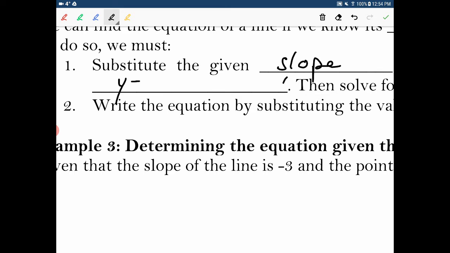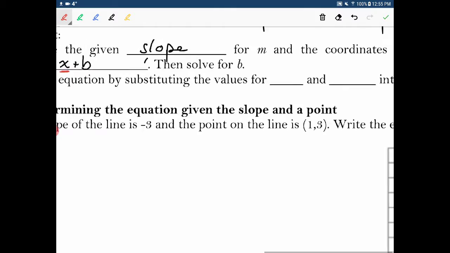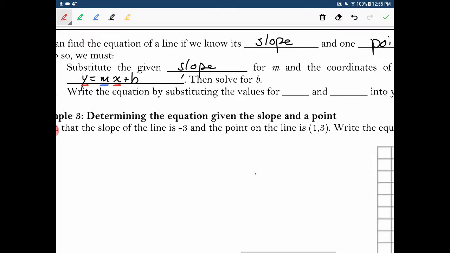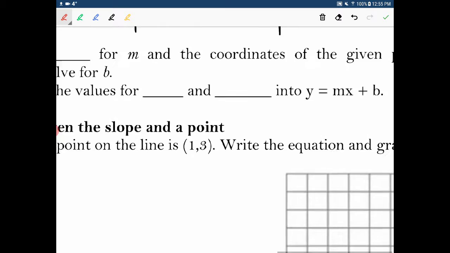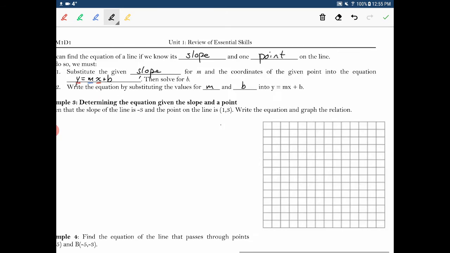In y equals mx plus b, we've replaced the slope with a number that we were given. Then we replace our x and y with the coordinates of a point we're given. You can see that the only thing left is b. From that, we can use our algebra skills to solve for b, and then we can rewrite the equation by substituting the values of m and b into y equals mx plus b.